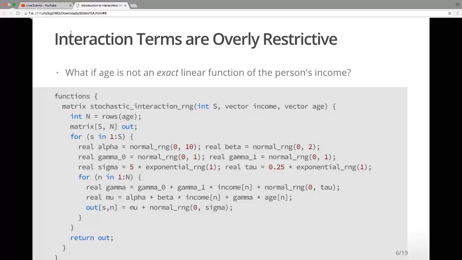Then, okay, we have the gamma for the nth person. We construct the mu for the nth person: alpha plus beta times the nth person's income plus their gamma times their age. That gives us mu. To mu, we can add a measurement error with standard deviation sigma, and now we have drawn from the prior predictive distribution of whatever this outcome is.